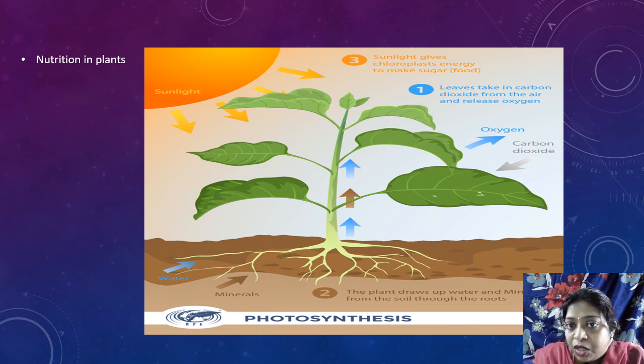As it enters the stem region and reaches the leaves, what happens? The external source, the sunlight, acts on the chloroplast. Now what is this chloroplast? The chloroplast is present in the leaf part of the plants, which has the chlorophyll. The chlorophyll is nothing but green pigment. Now this green pigment is a very, very important pigment.